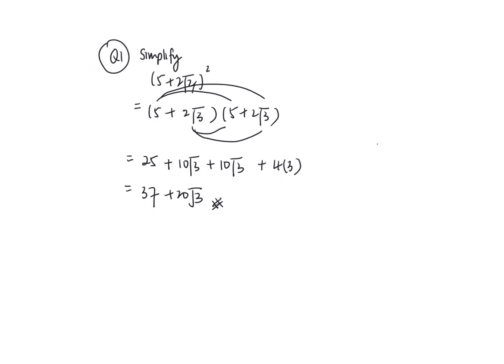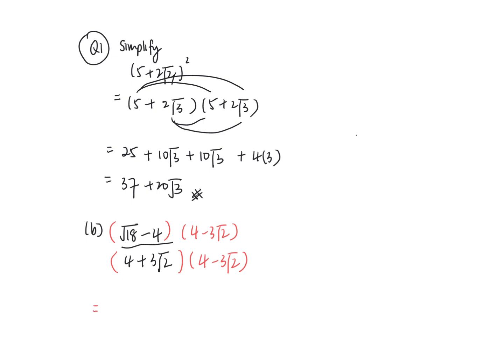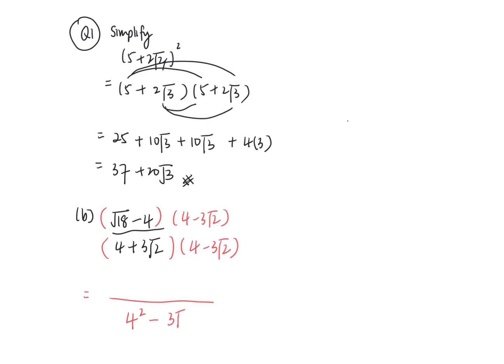Okay, following. Second one, part B, you are expected to rationalize. So to rationalize, you need to introduce the conjugate pair. Remember to put in your brackets. So when you expand, the bottom becomes 4 squared minus 3 root 2 squared. I need to see this step. And then the top, you expand normally.